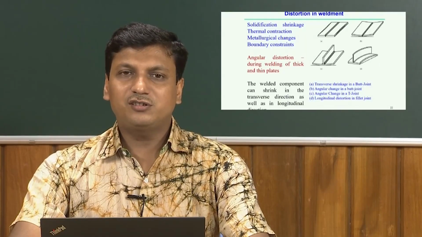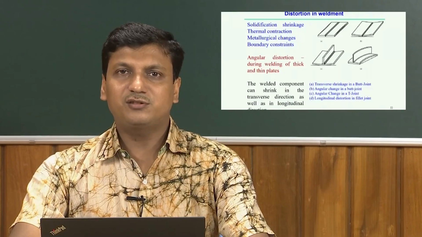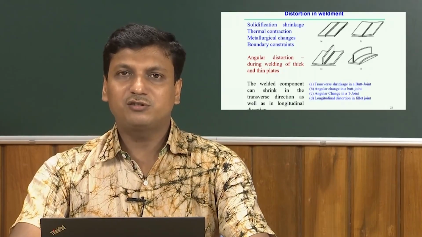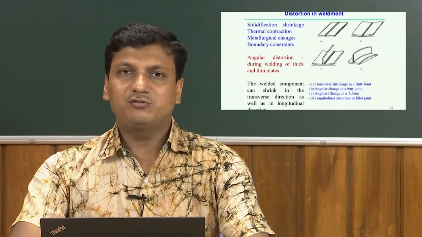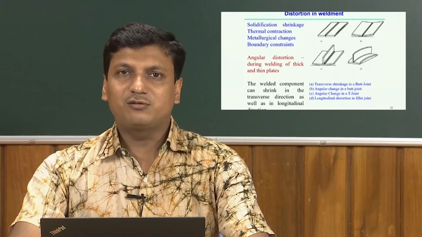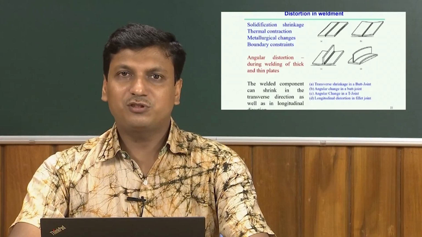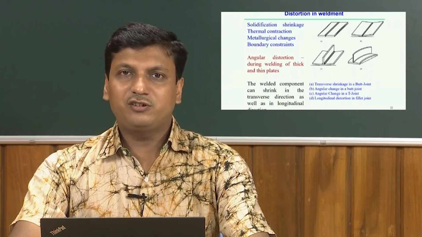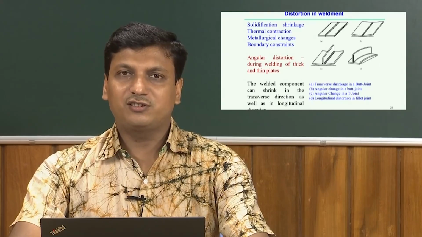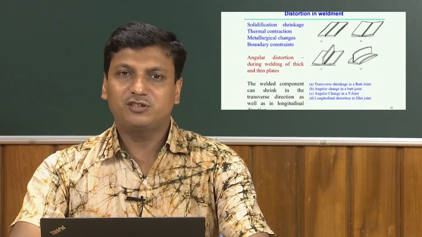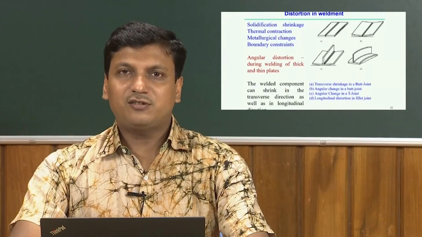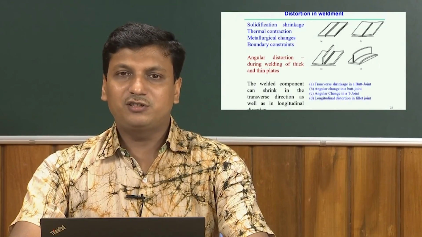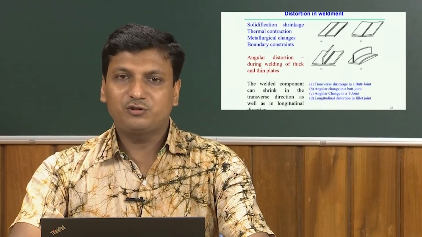So, the reasons for the distortion in welds are very similar to the reasons for the generation of the residual stress in welding. That is why we usually say that distortion and residual stress in weld structure are linked with respect to each other. Now, how can we measure or quantify the distortion in a weld joint?